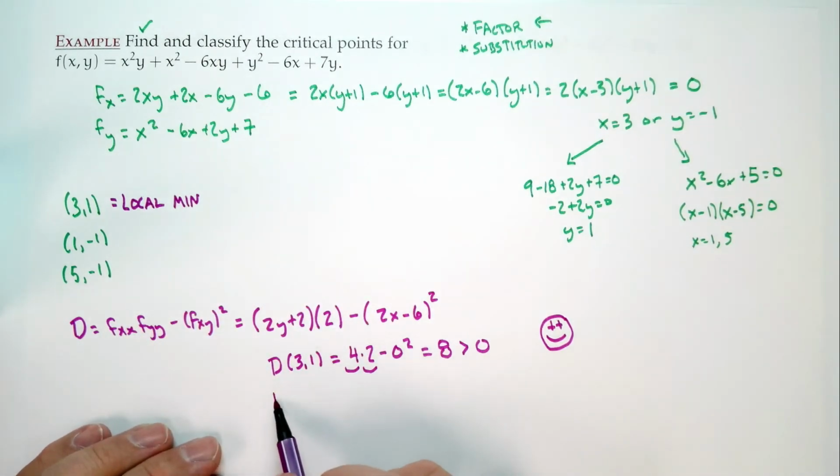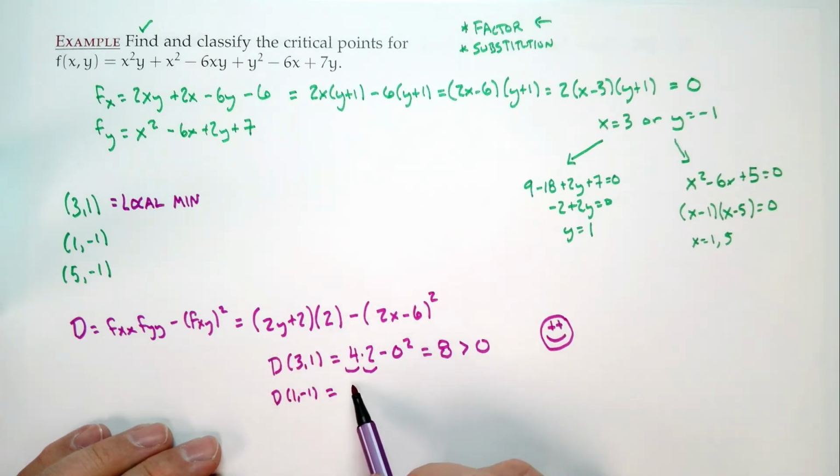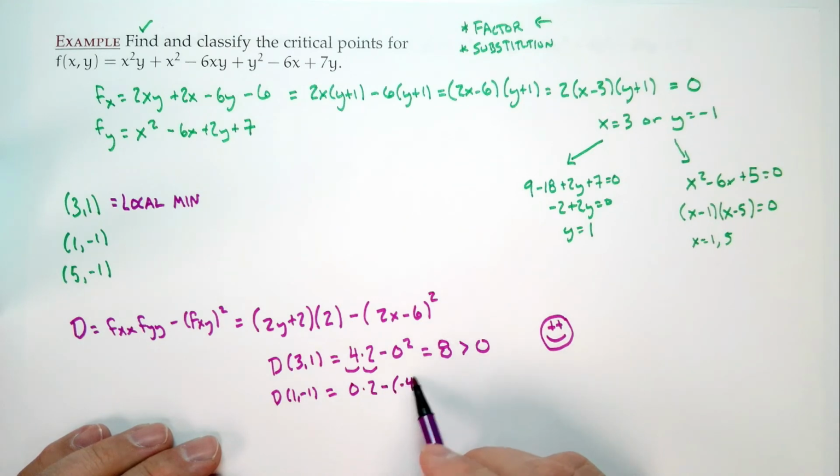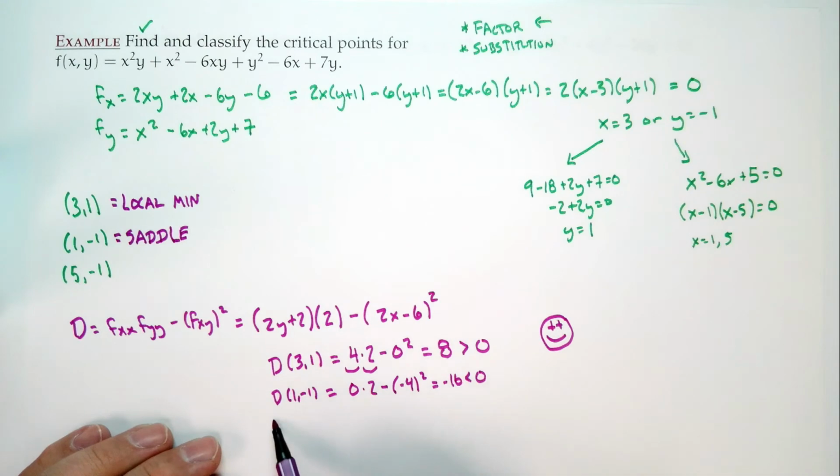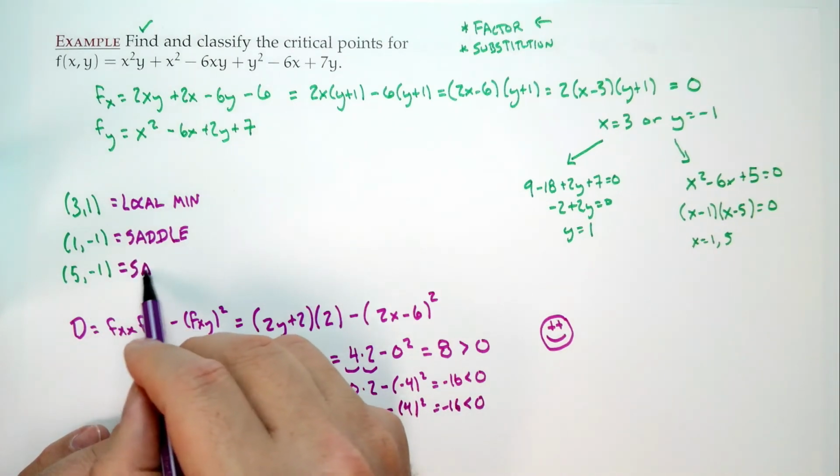Okay, let's do another one. 1, negative 1. Well, in that case, we're going to get 2 times negative 1 plus 2, which is 0, times 2 minus 2 minus 6, negative 4 squared. Well, look, it's really hard to recover from that 0. So that's negative 16, which is less than 0, which means when I see a negative number in this d term, that's a saddle. And we're going to get the same thing happening with 5, negative 1. Because we get negative 2 plus 2 again, 0 times 2. Here we get 10 minus 6, which is now positive 4 squared. Still negative 16, but still negative, and therefore also a saddle.